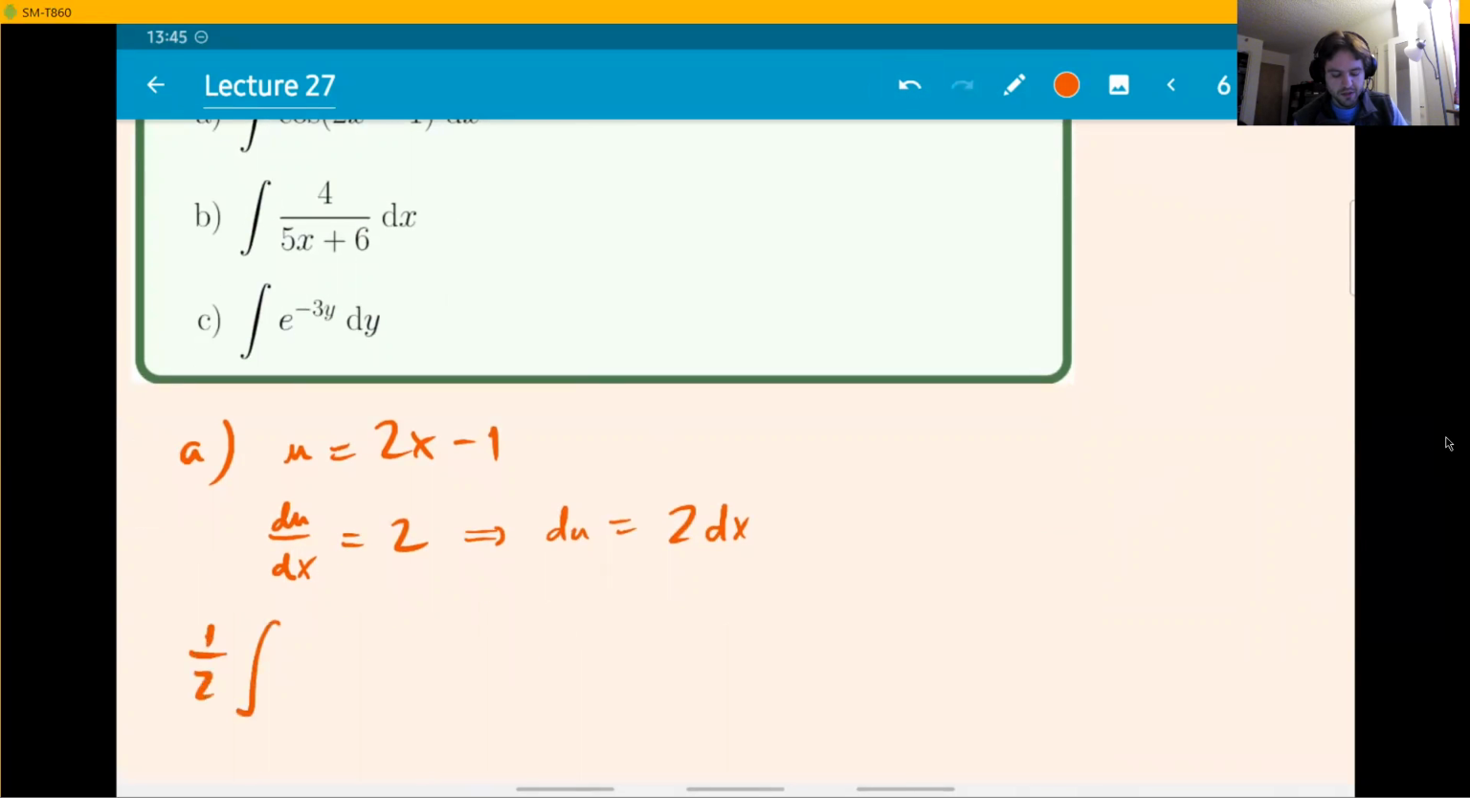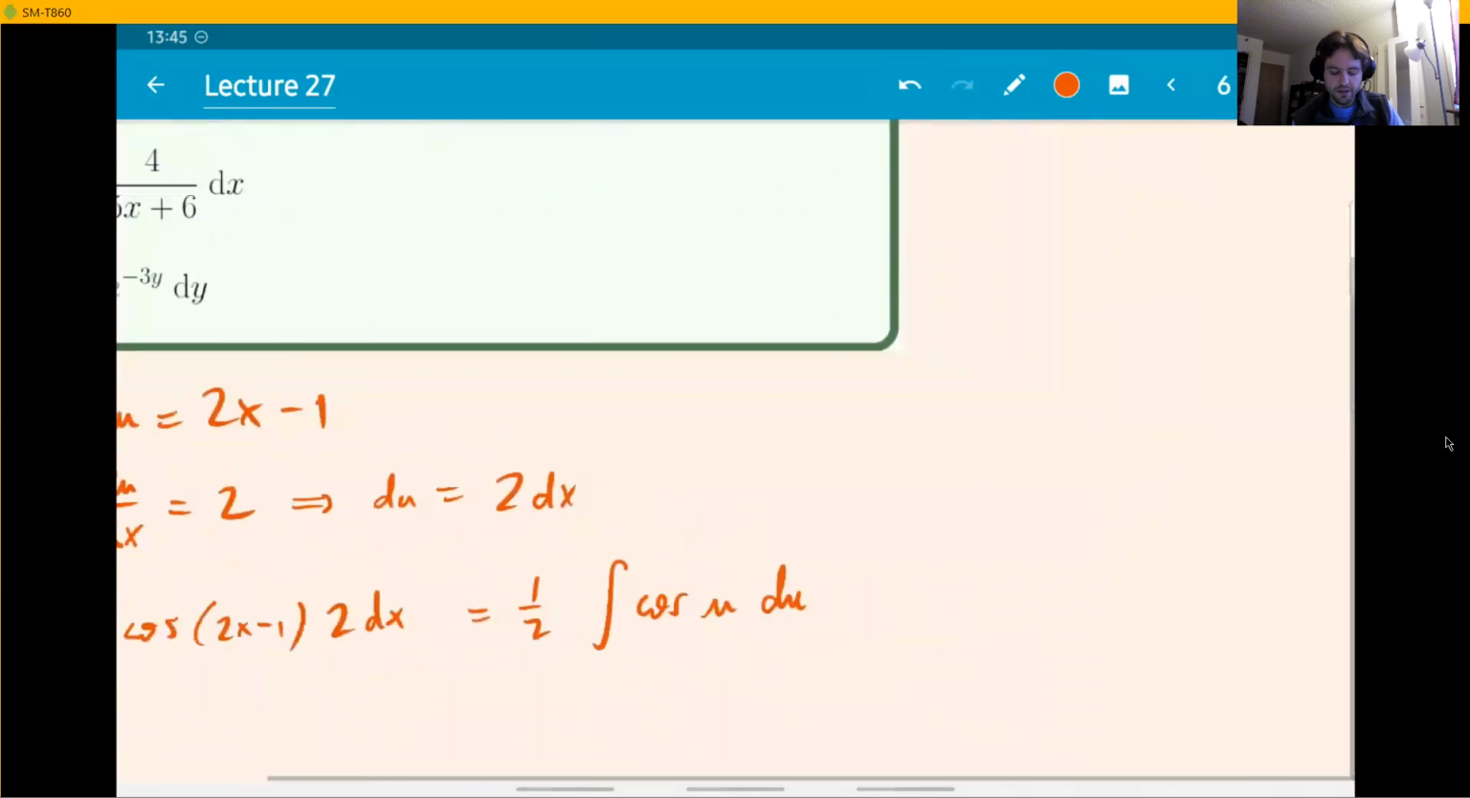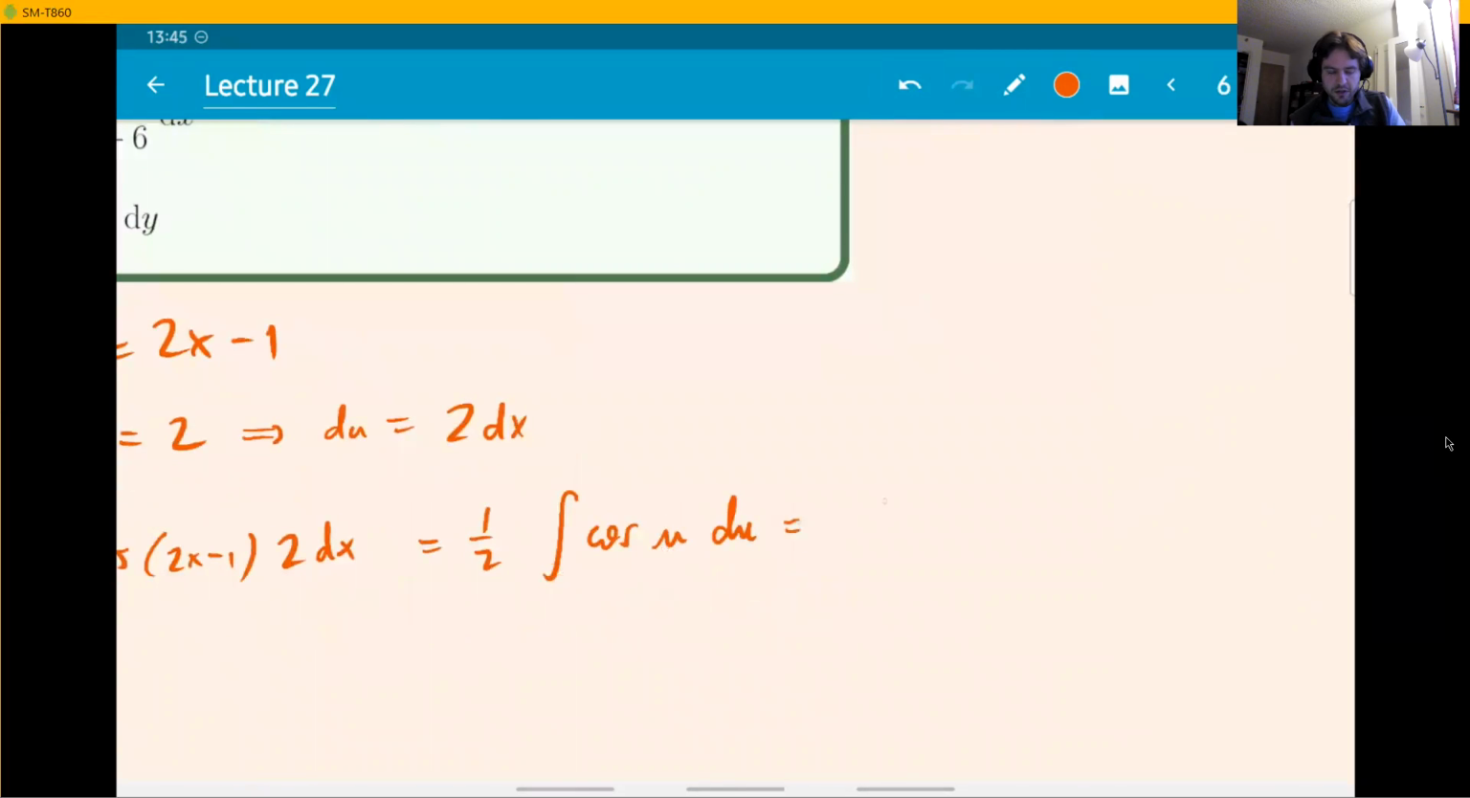The integral is the same as 1/2 cosine of 2x minus 1 times 2 dx. So that's what I mean by introduce artificially. You also introduce the 1/2 to compensate. That's now 1/2 integral cosine of u du. And that's an easy one. Integral of cosine is sine. Here's what I mean. Once again, with the plus c, does not have to be multiplied by the constant if you don't want. And sine of u is sine of 2x minus 1.